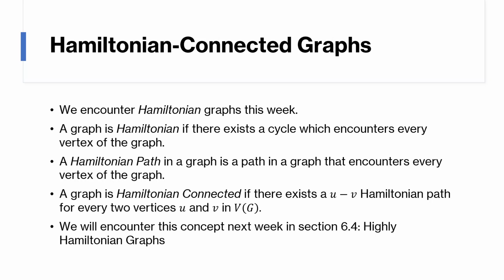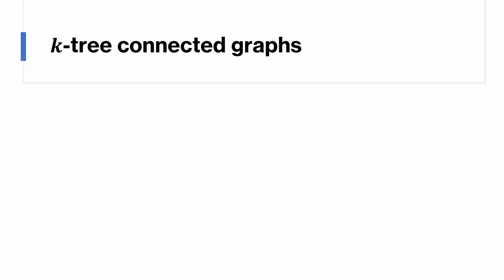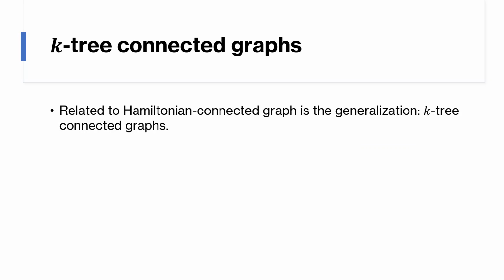And we'll encounter this next week in section 6.4. But this idea of Hamiltonian connectedness, I've worked on two research projects that use this, two sort of attempts at generalizing the idea of a graph being Hamiltonian connected. And so I'll look at these in the next couple slides. So the first is a K-tree connected graph.